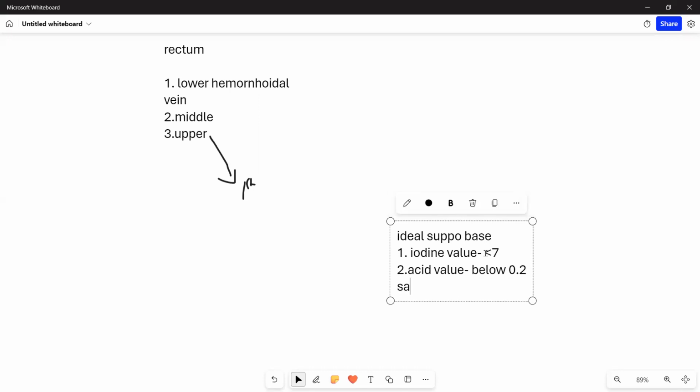Saponification range. Come on. Fast, fast, guys. Saponification range. It should be between 200 to 245.